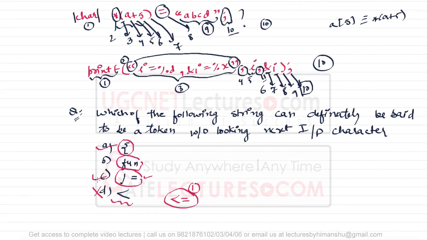So here, option number A and option number C, we can see without even looking at the next symbol, we can say whether these are tokens or not. Okay, now consider this one.